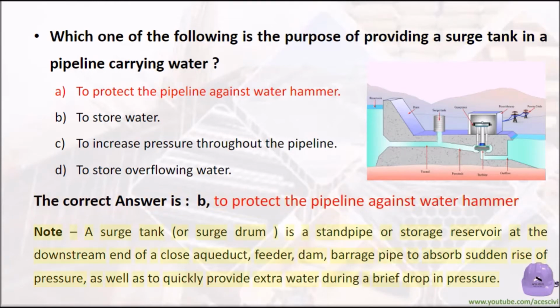Note: a surge tank, or surge drum, is a standpipe or storage reservoir at the downstream end of a closed aqueduct, feeder, dam, barrage pipe to absorb sudden rise of pressure, as well as to quickly provide extra water during a brief drop in pressure.